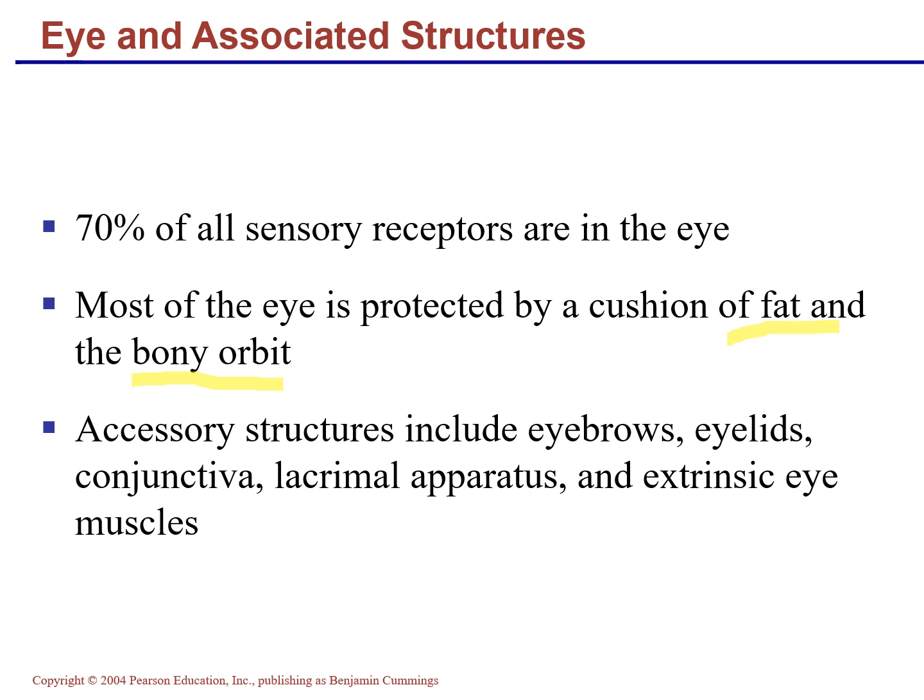Accessory structures, because the eye and its associated structures, somehow I got off the pin. Is this the pin? Okay. Are the eyebrows, the eyelids, the conjunctiva, the lacrimal apparatus, which is how we produce tears, and the extrinsic eye muscles, and there's a lot of them.